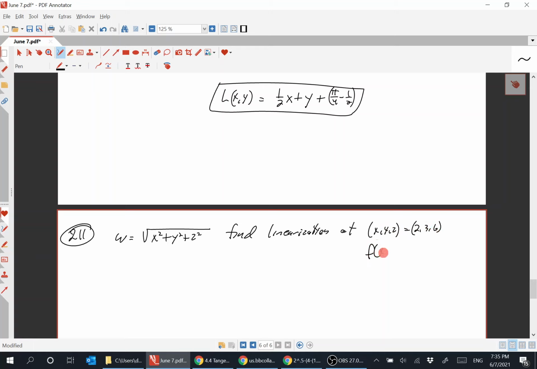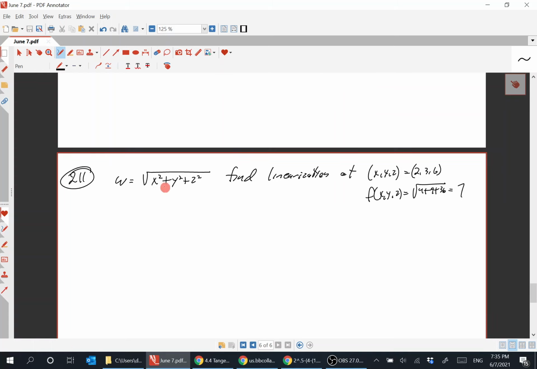And f of x, y, z equals 4 plus 9 plus 36. So that's what? 45 plus 4, 49. Oh, how about that? It's a Pythagorean quadruple. All right, so f at (2, 3, 6) is 7. So this is symmetric in all 3 variables.